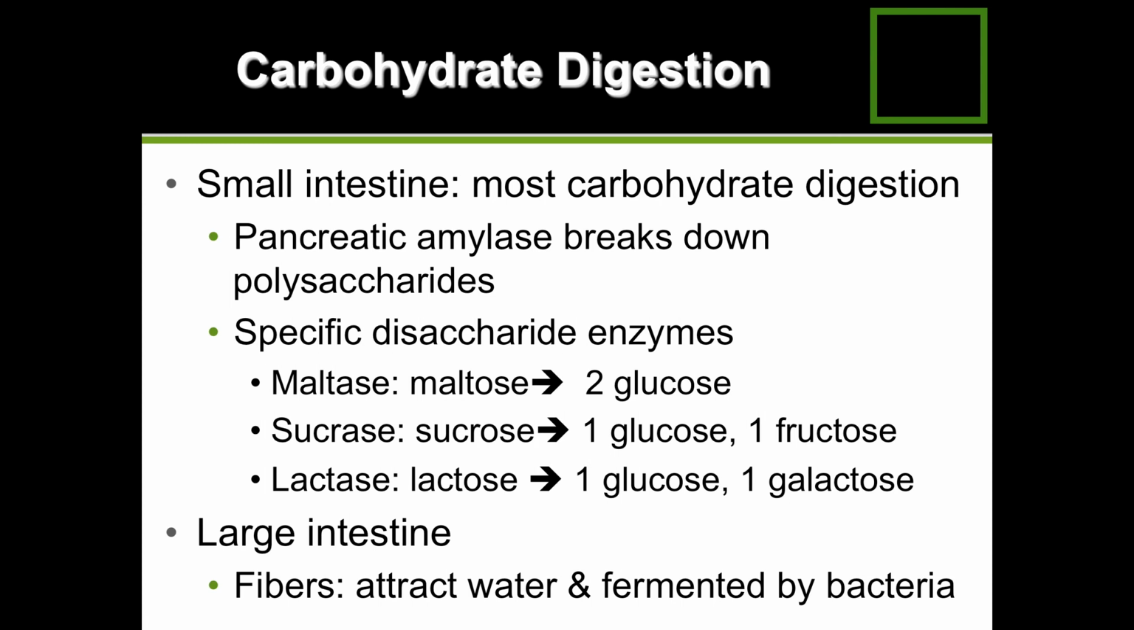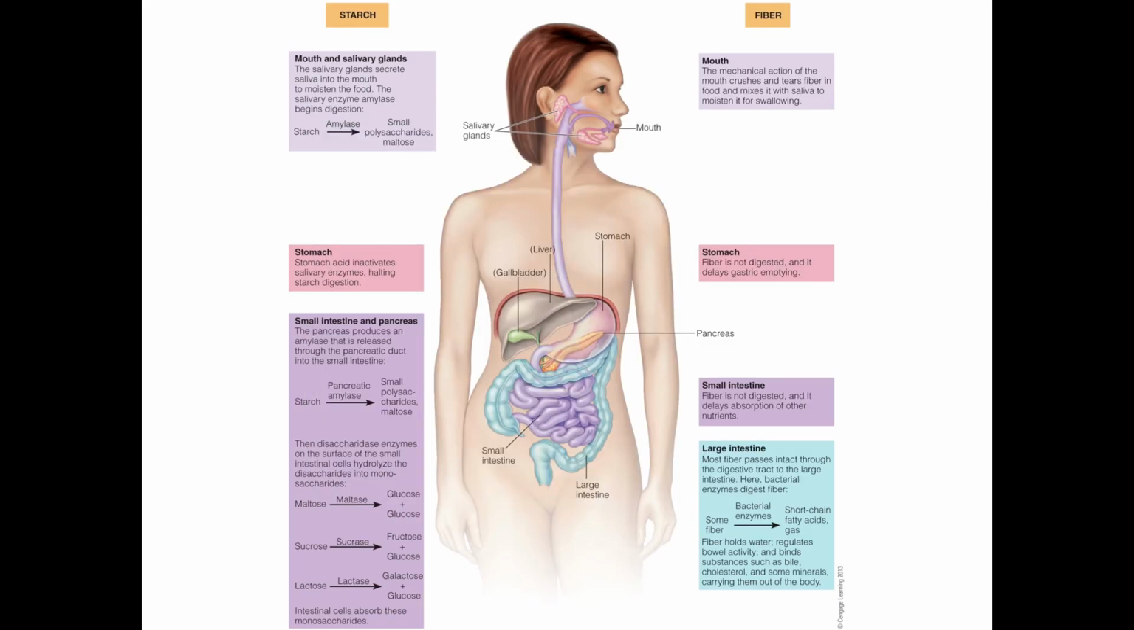In your large intestine, the fiber is where most of the action happens. It attracts water and is fermented by bacteria, so it helps with stool consistency and it feeds your good bacteria. So this is a breakdown of carbohydrate digestion.